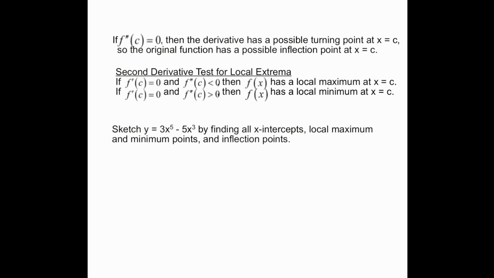We can use the second derivative test for local extrema to determine if this point actually is an inflection point. So the second derivative test tells us that if the first derivative at c is equal to 0 and the second derivative at c is less than 0, or negative, then the original function f of x has a local maximum at x equals c. If the first derivative is equal to 0 at point c and the second derivative at c is greater than 0, or positive, then f of x has a local minimum when x equals c.